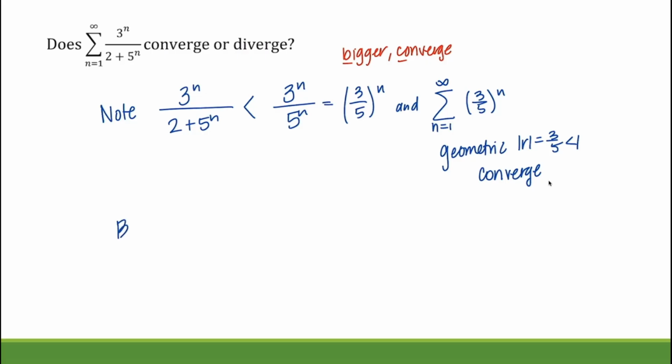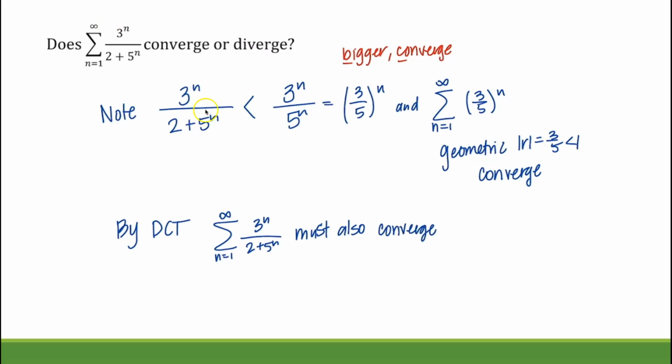Then our conclusion is by the direct comparison test, our infinite series from n equals 1 to infinity of 3 to the n over 2 plus 5 to the n must also converge. So what we're saying is our series is smaller than a convergent series, so it must also converge.